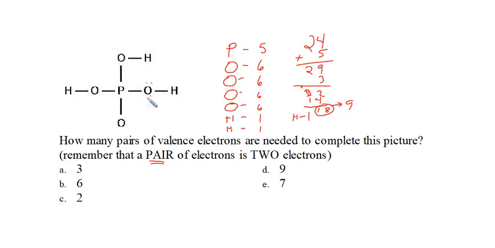This oxygen here needs 2 pairs. This oxygen here needs 2 pairs. This oxygen needs 2 pairs. And this oxygen actually needs 3 pairs. Notice now they all have their full octet. So the answer to this clearly would have to be D. 9 pairs are needed.